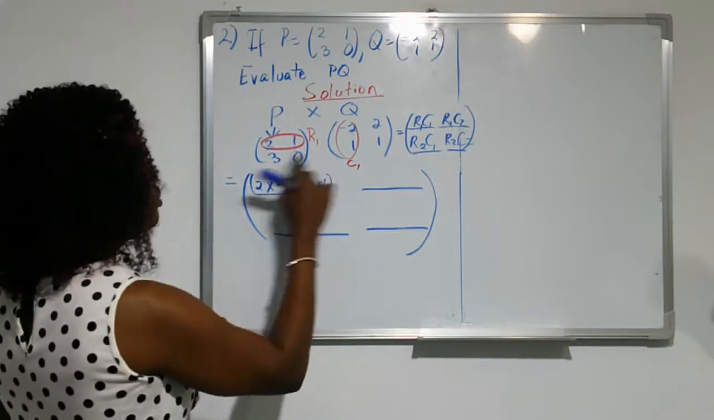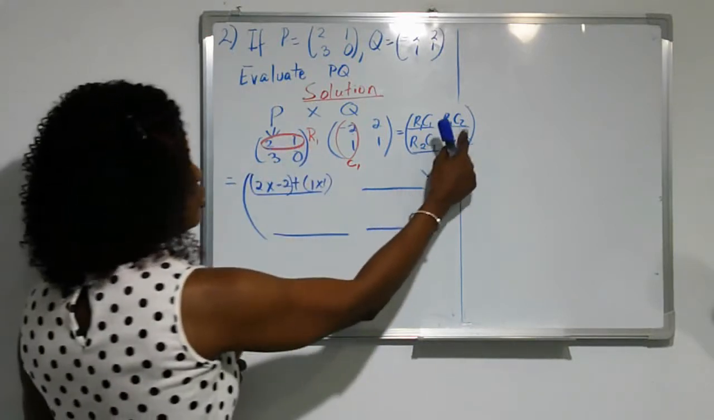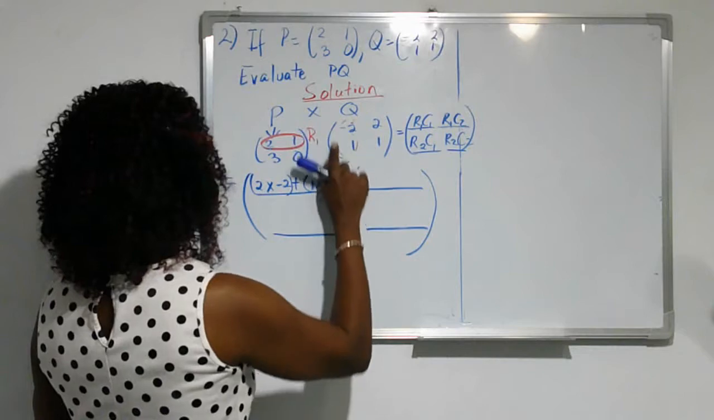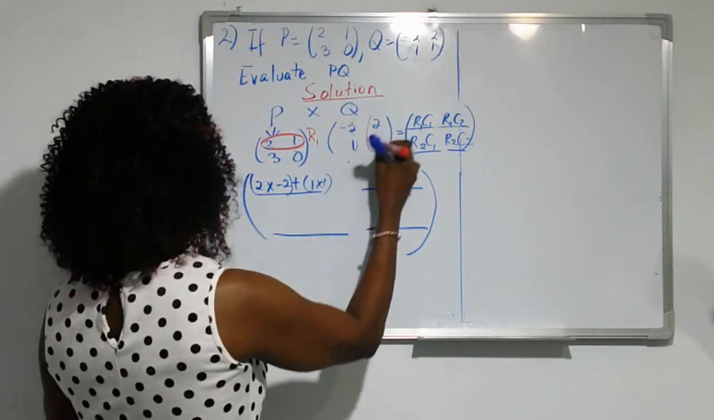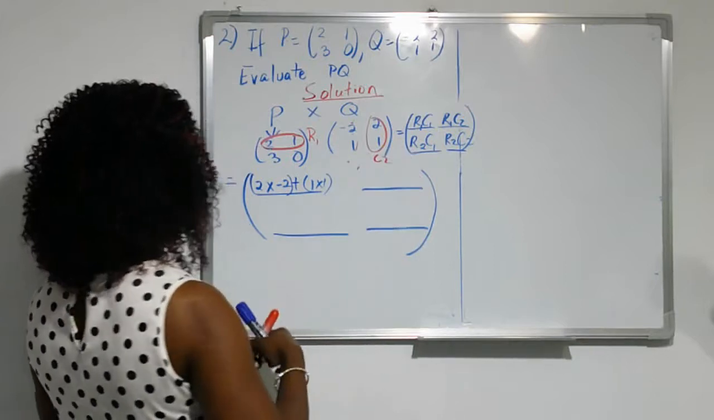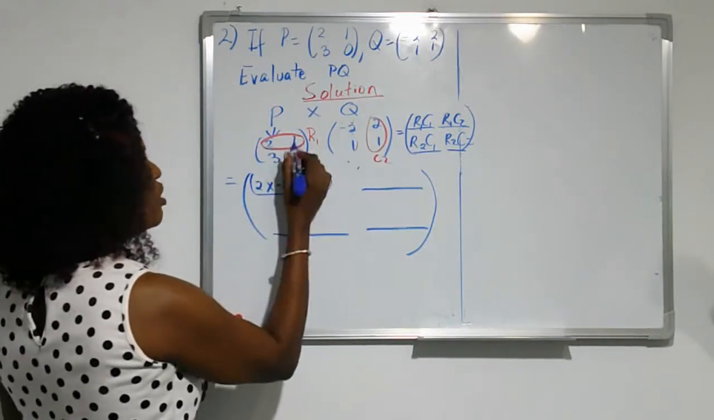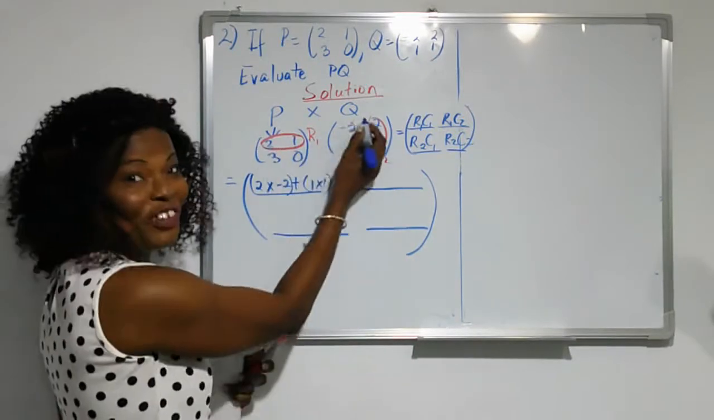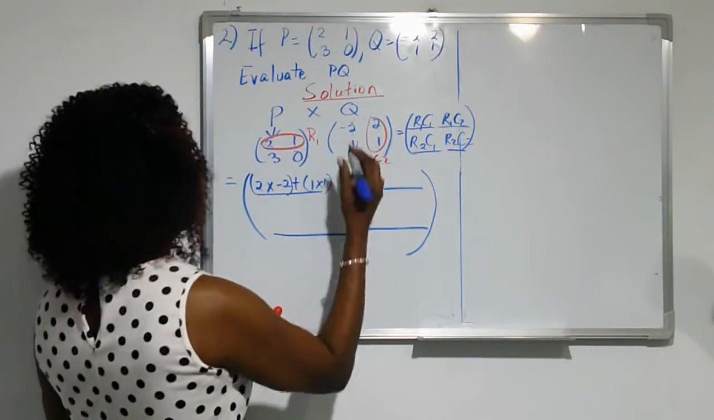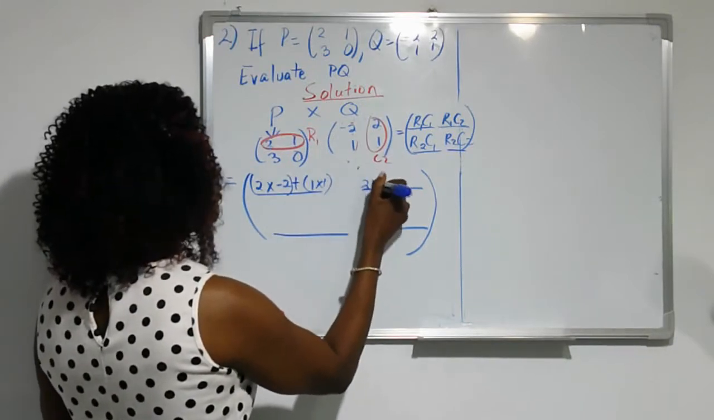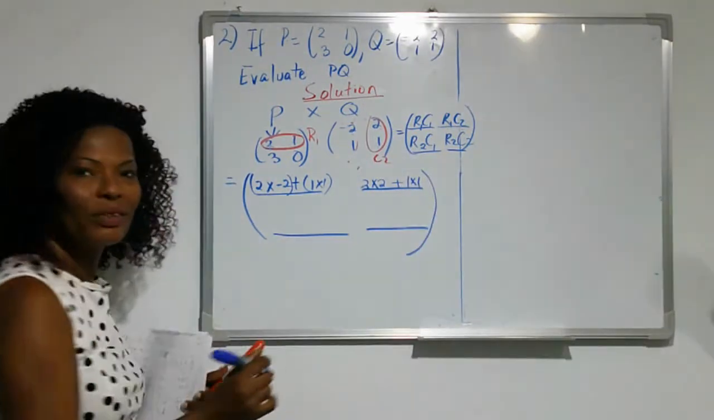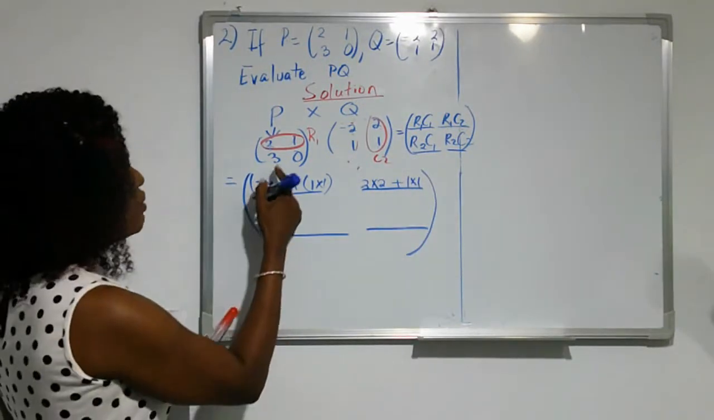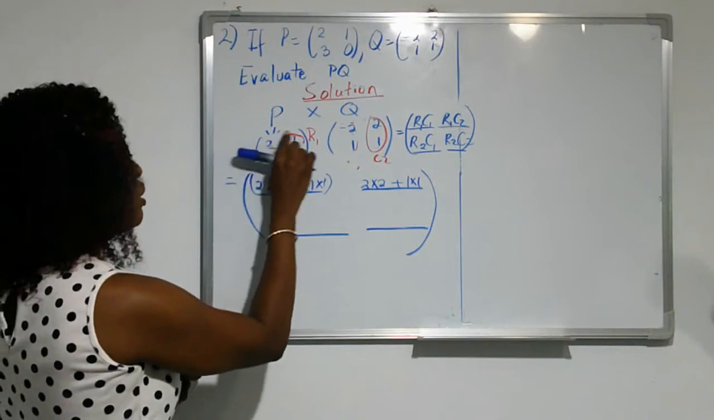Now we're moving on to row 1, column 2. First with first, second with second. 2 times 2 plus 1 times 1. Okay? Then we're finished with row 1.